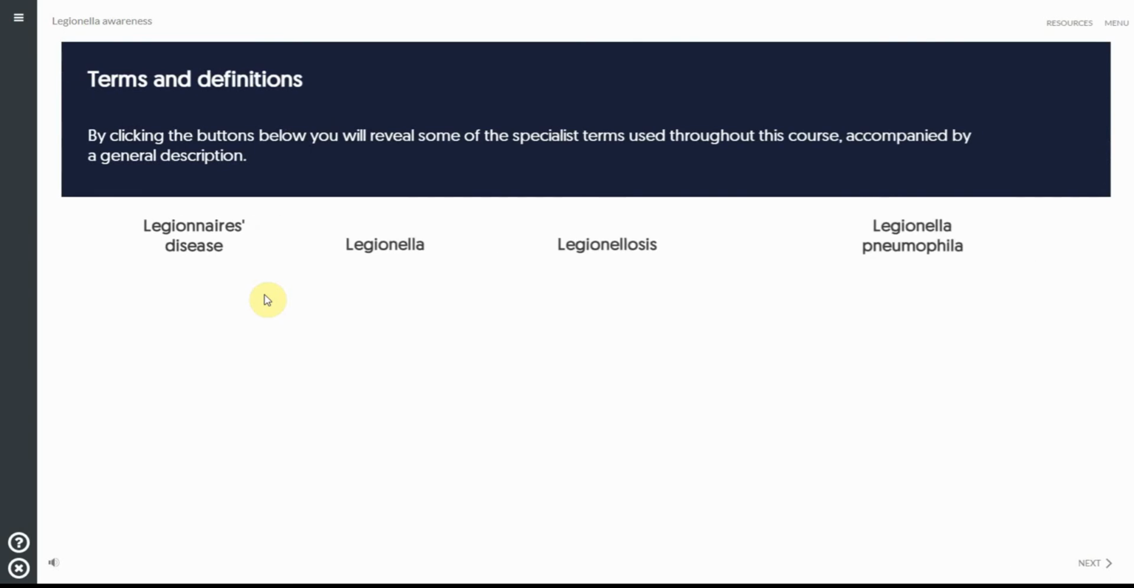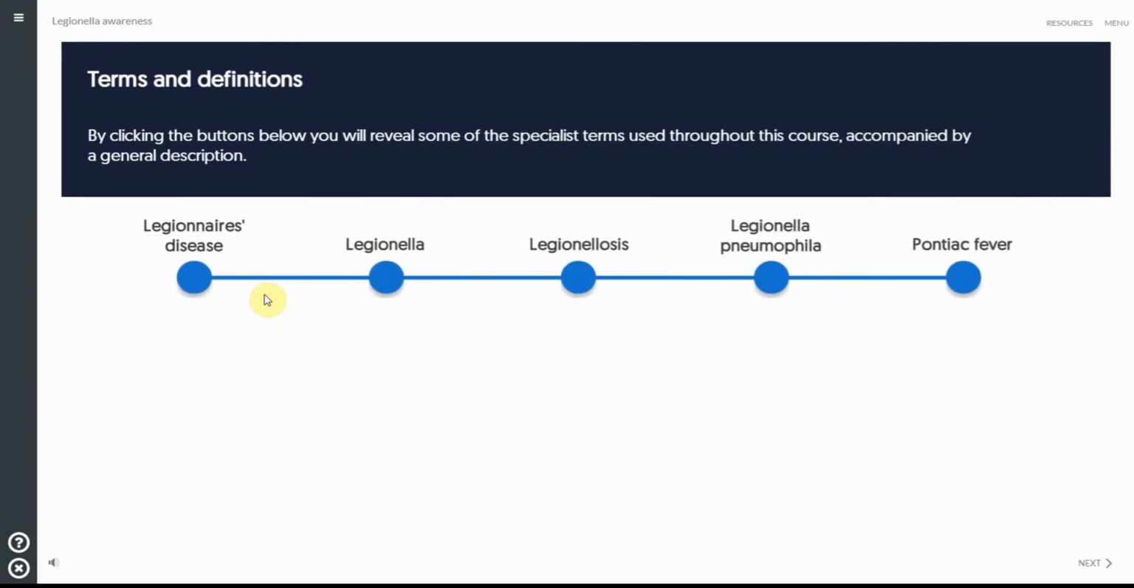Terms and definitions. By clicking the buttons below, you will reveal some of the specialist terms used throughout this course, accompanied by a general description.